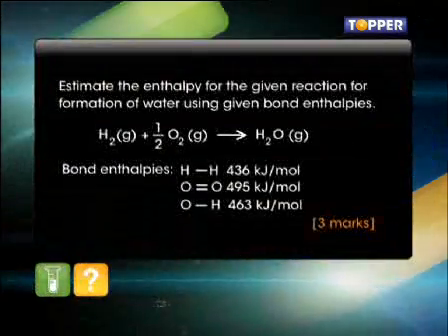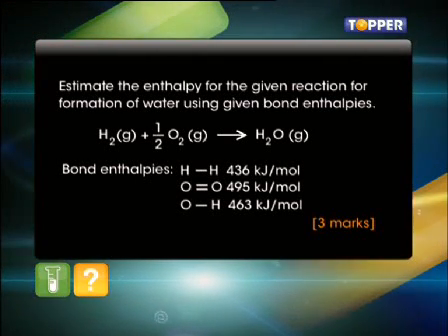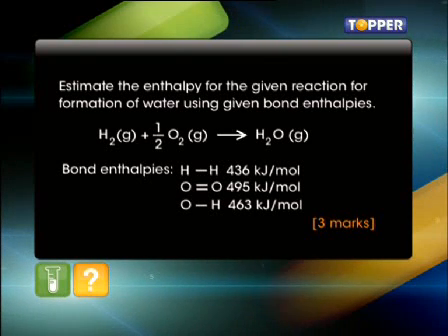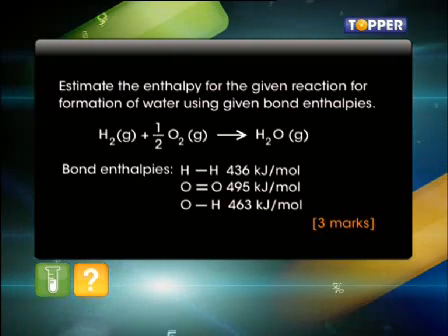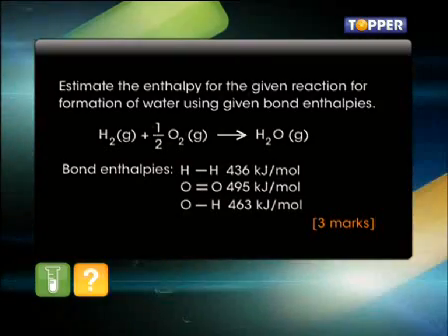It is always good to have an ideal to evaluate your performance with, isn't it? So, let's solve a question and see what the ideal way of answering it is. Estimate the enthalpy for the given reaction for formation of water using given bond enthalpies. H2 plus half O2 gives rise to H2O. Here, the energy of the individual bonds is given.